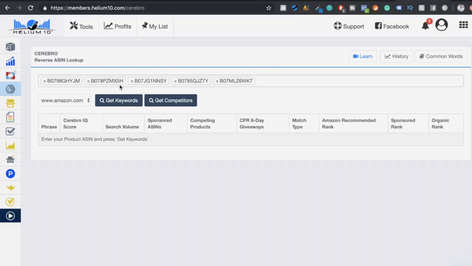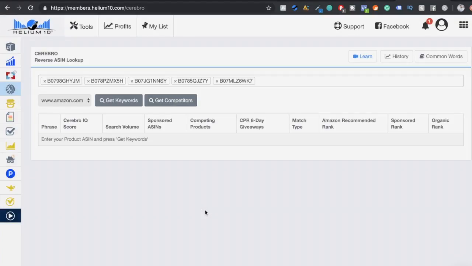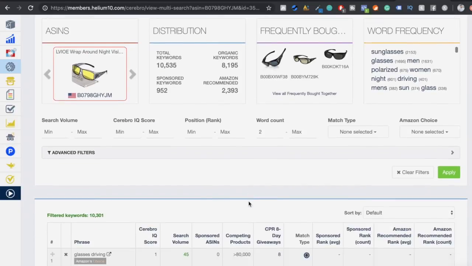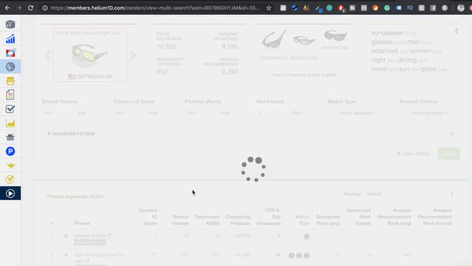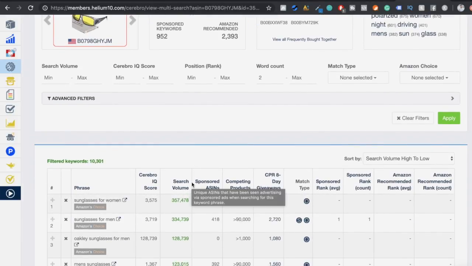So let's press on Get Keywords now that we have all of them. New search. It's going to take a minute for it to load the keywords. Now that it finished, we want to go to search volume and filter by search volume. This is going to show us the biggest keywords that these products are somehow ranking for. Now, obviously, something that happens with Helium 10 is that it's going to give you keywords that aren't very relevant.